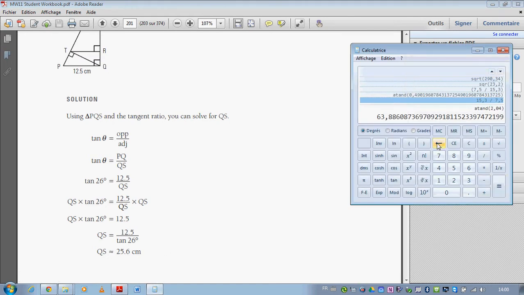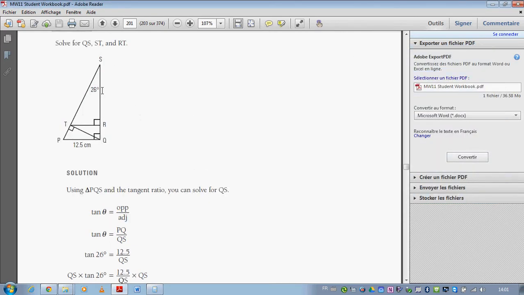The way you would do that is by figuring out what the tangent of 26 is. My calculator requires me to put in the value first, so 26, and then push the tangent button to get that. That's 0.4877326, and I'm going to write that value down because I'm now going to divide 12.5 by that value. So 12.5 divided by 0.4877326, and that gives me a value of 25.6 centimeters for length QS.